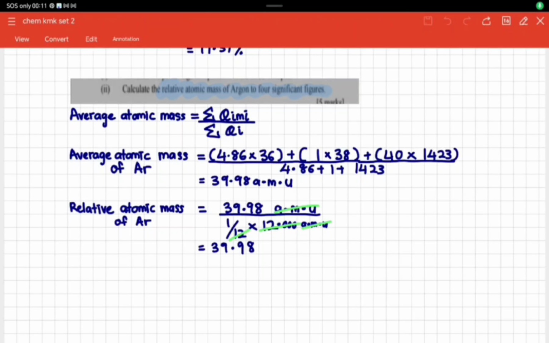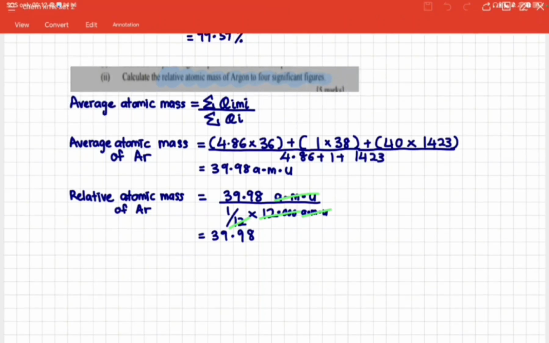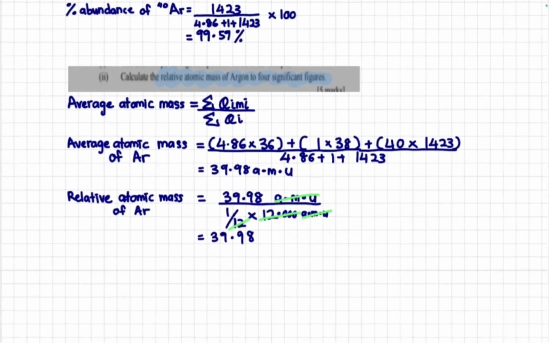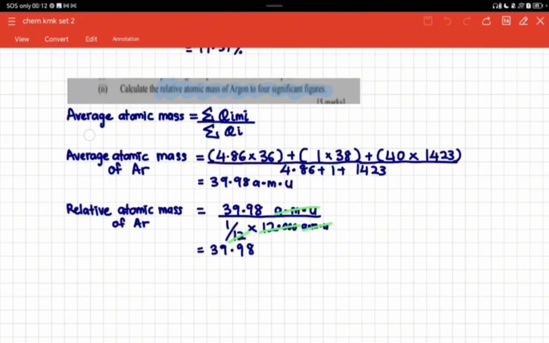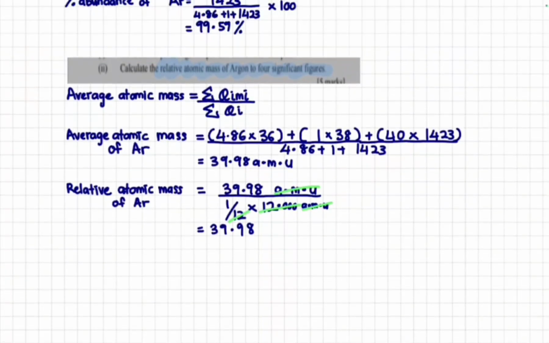So now let us move on to the second question. The question is asking us to calculate the relative atomic mass of argon to 4 significant figures. First we need to identify which formula we need to use. Since they are asking us the relative atomic mass of argon, first we need to use the average atomic mass formula. So we need to calculate the average atomic mass of argon.